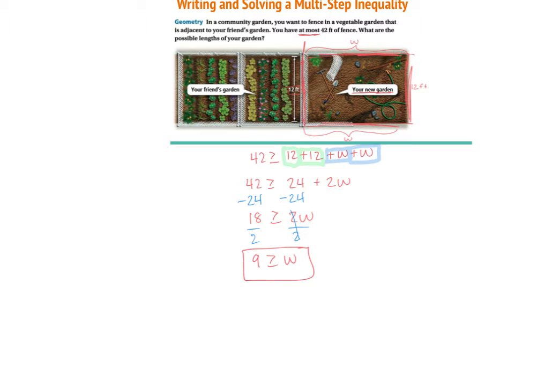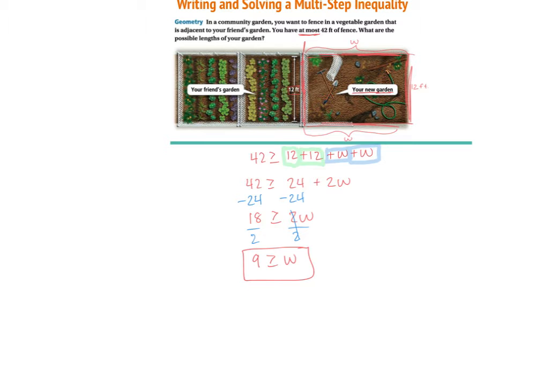Does that make sense? Yes. Because if we think about it, if our width was 9 feet, right? That would be 9 plus 9, which is 18, plus 24, would give us exactly 42. So that is the maximum width that our garden could be and use up all of the fence that we have. If W was 8, we would have leftover fence, but at least we wouldn't be running out of fence, okay?